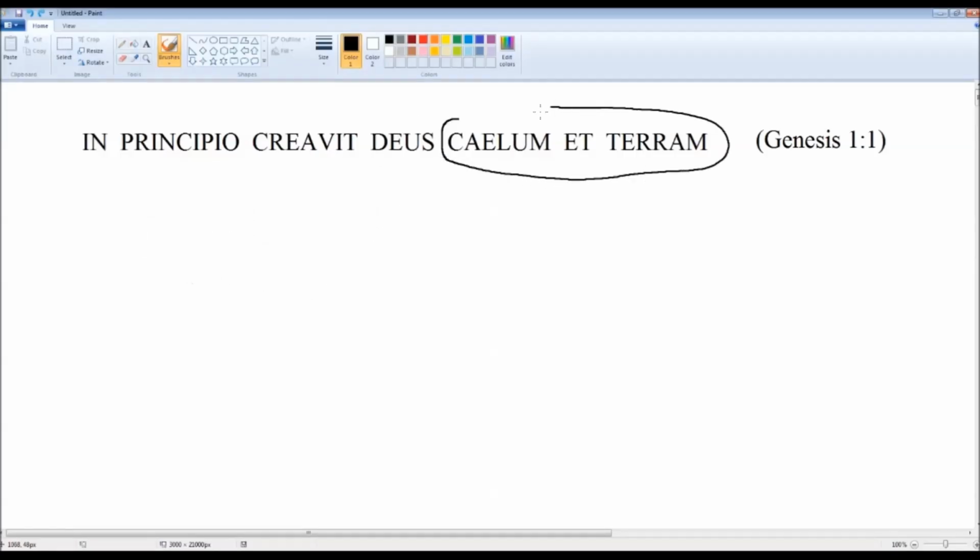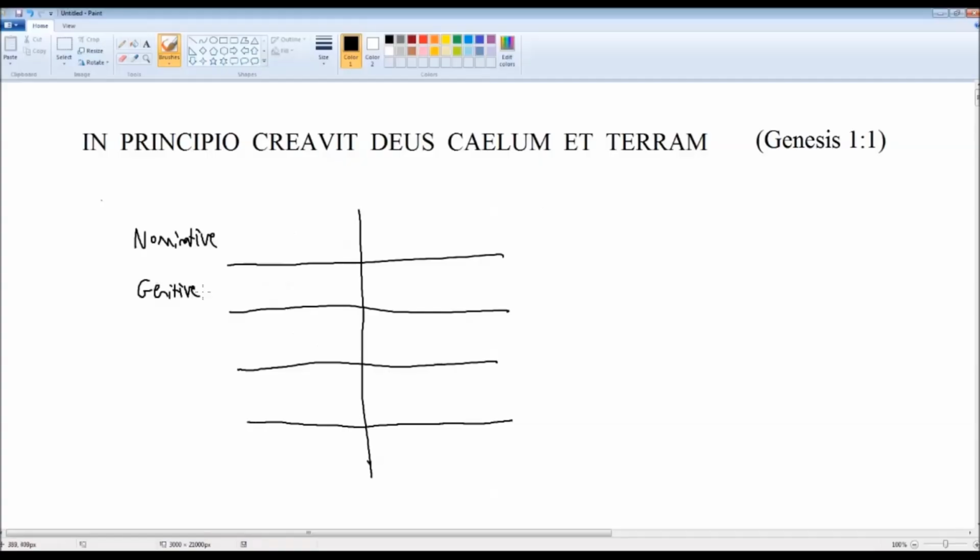Caelum et terram. Here we have two nouns, caelum, heaven, terram, earth. Et is a conjunction. Et, this just means and. It can be used to link nouns like we're doing here, or it can also be used to link sentences. Caelum's an interesting word because it's neuter in the singular, but in the plural, it's masculine. So let me just show you what that looks like. This is a very odd irregularity.